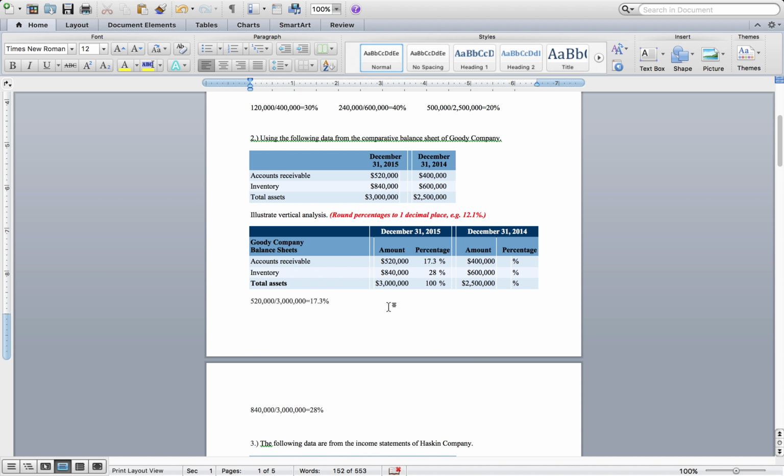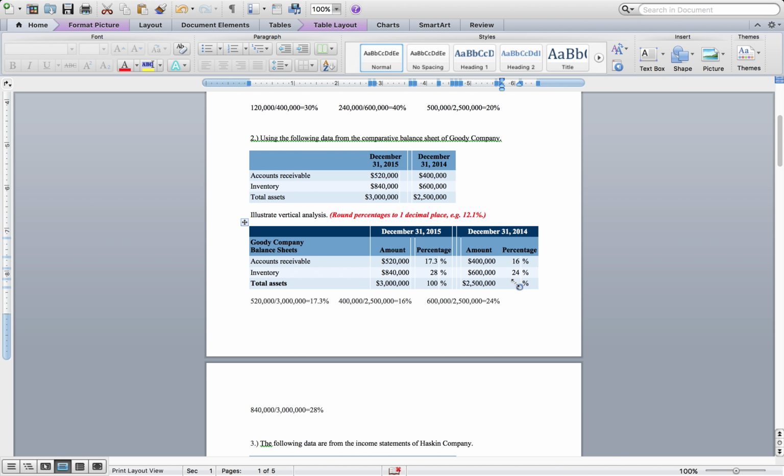On the next one now, start with accounts receivable. Do the same thing for 2014. Take the 400,000, divide by the 2014 total, which is 2,500,000. That'll be 16%. And inventory, same thing. Take the 600,000, divide by the total assets, which is 2,500,000. That'll be 24%. And the last one, again, if you want, you can write it out, but 2,500,000 divided by itself is, of course, 100%.